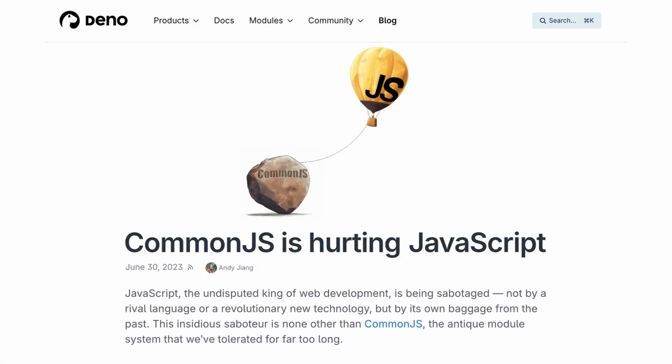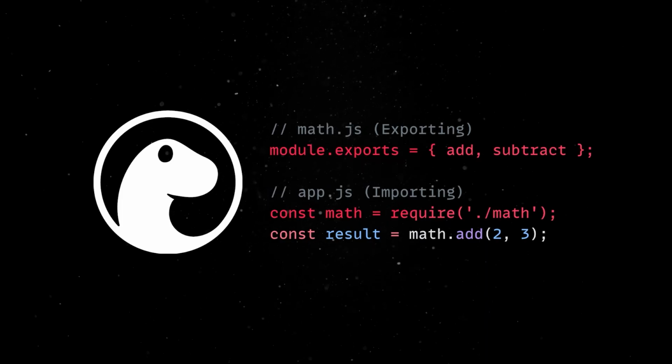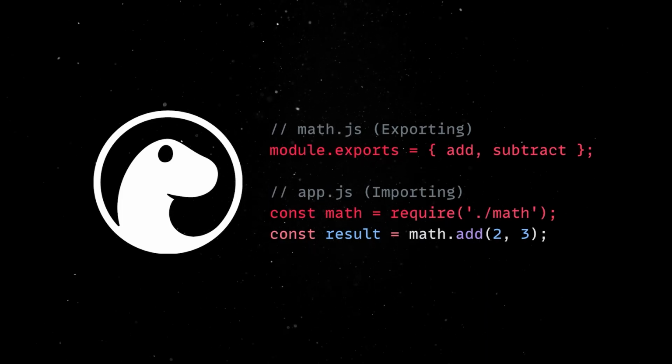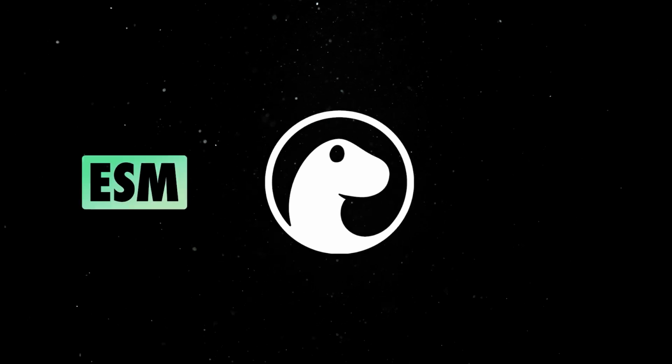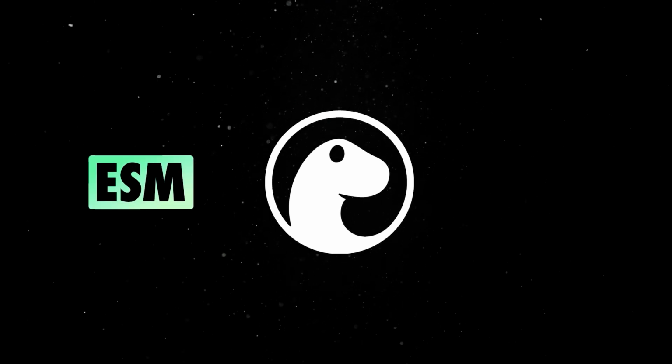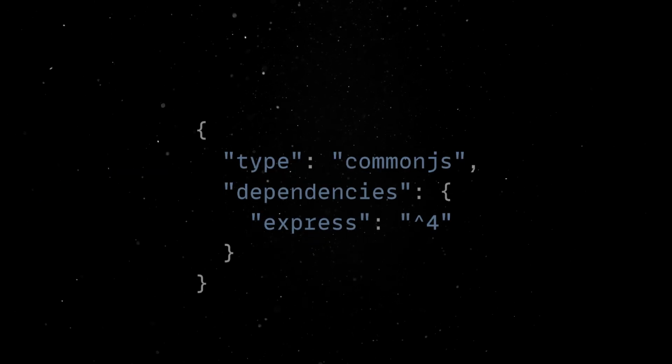Finally, while we believe CommonJS is holding back the JavaScript community, Deno 2 added CommonJS support, making it much easier to run legacy projects with Deno. Deno, which defaults to ESM, will check the closest package.json, and if its type is CommonJS, Deno will run it as CommonJS.